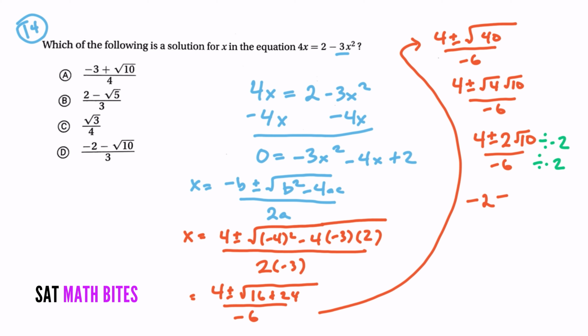So the final answer I would have is negative 2 plus or minus square root of 10 over positive 3. And so it says which one is a solution. We just look for one of the solutions. So the answer here would be D on number 14, because I have negative 2 minus square root of 10 over 3, and that looks like the answer that I have over here.